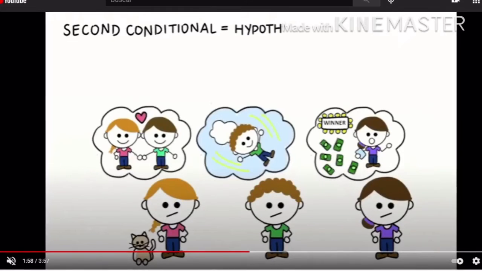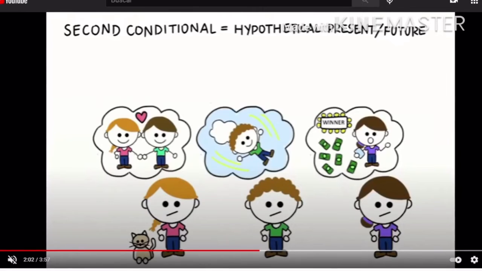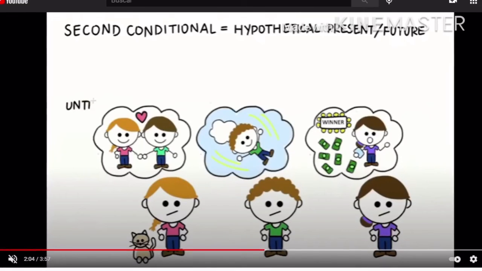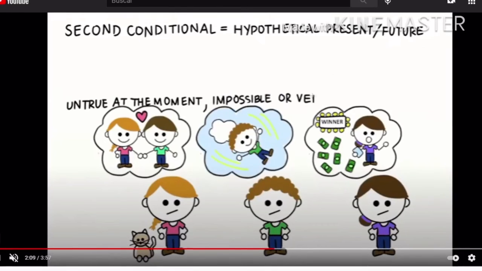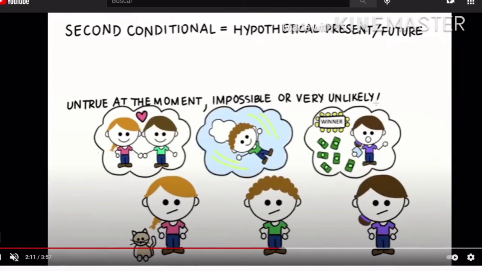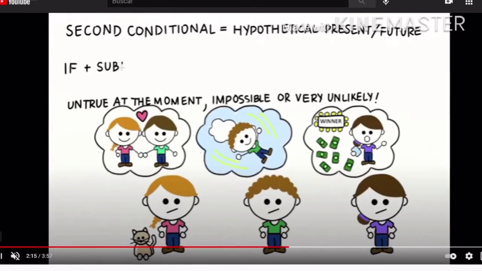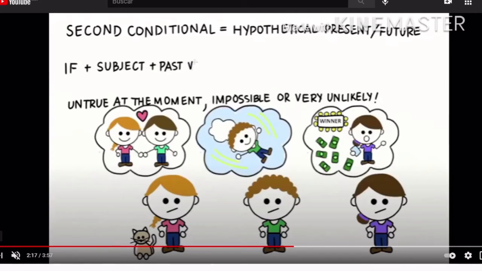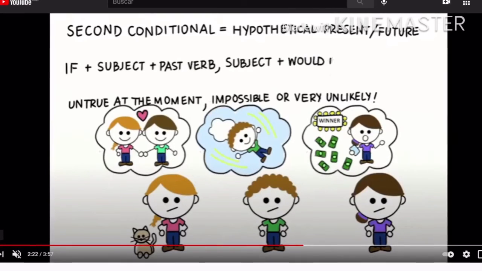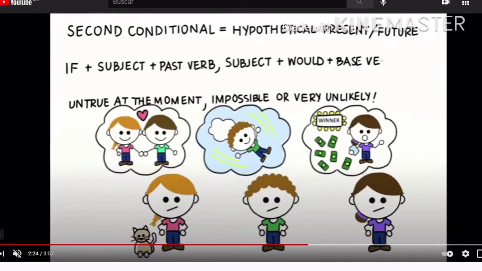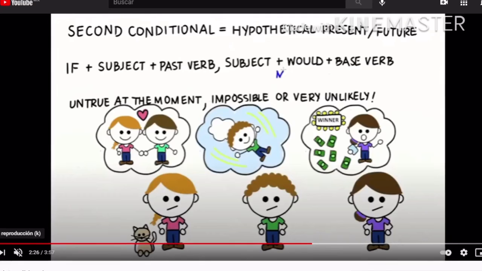Now let's see the second conditional. Okay, so the second conditional is for hypothetical situations in the present and in the future. Untrue at the moment, impossible, or very unlikely. That's what hypothetical means. And the structure is if plus subject plus the past verb. The second part would be with would as the base verb.